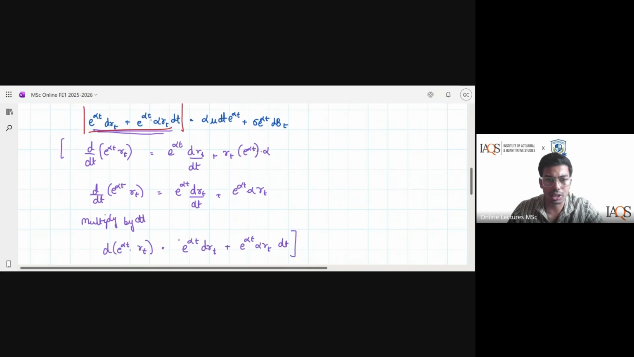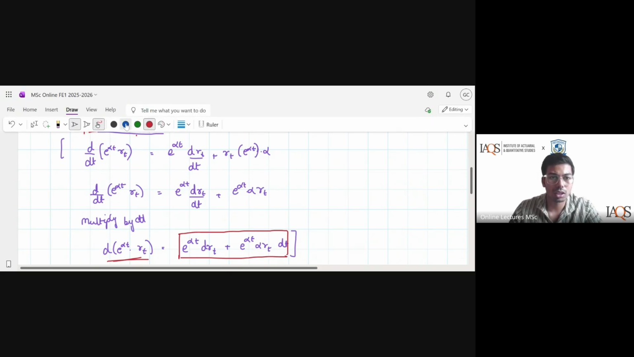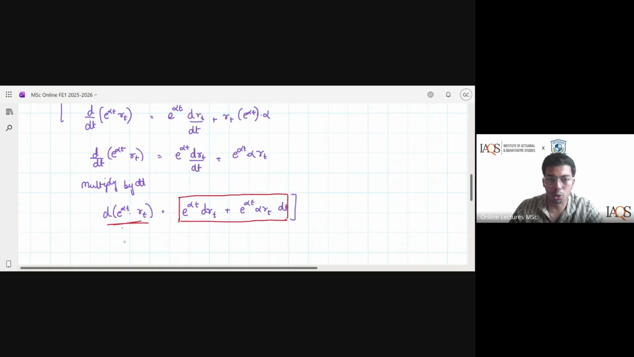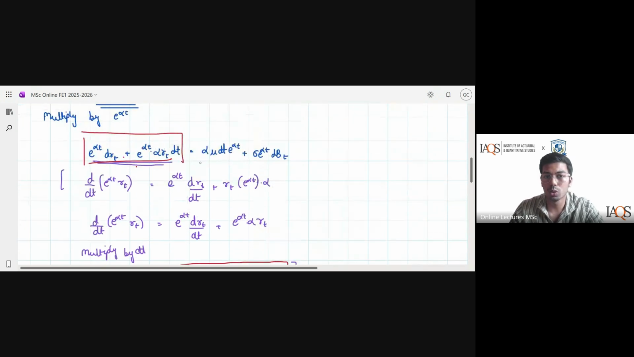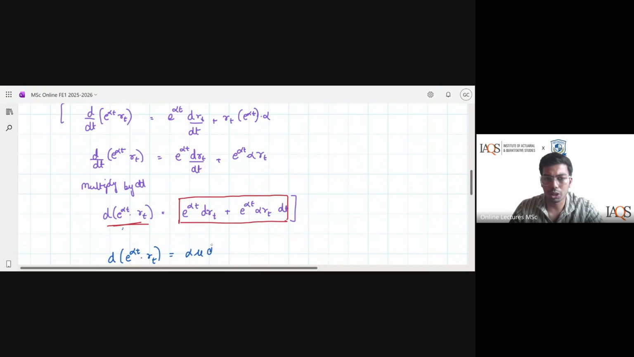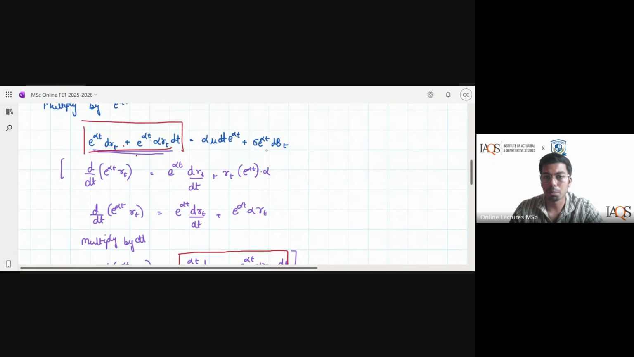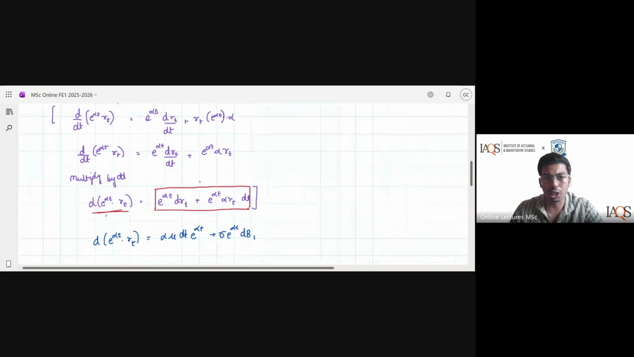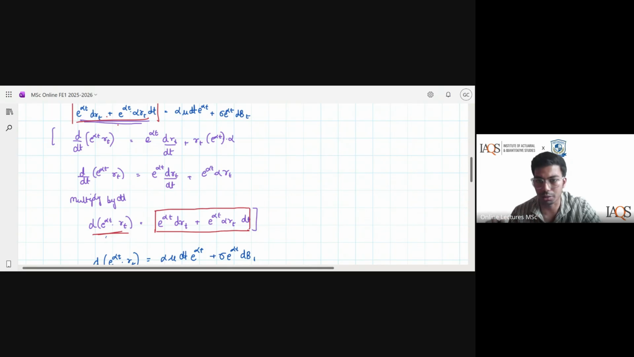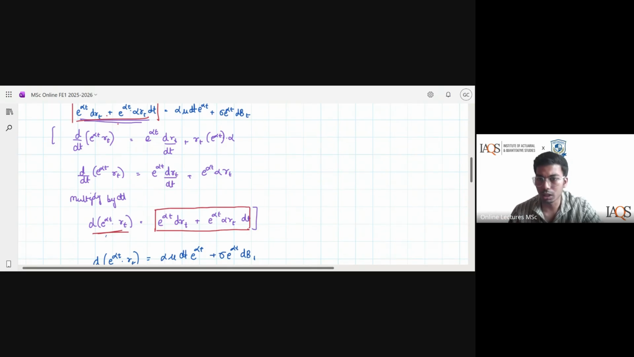Now if you compare, look at this equation and look at this equation. Are both of them the same? Thus, instead of this, can I write this? Now I continue my derivation. Instead of this LHS, I'm going to write this. So d of e raised to alpha t RT is equal to alpha into mu dt e raised to alpha t plus sigma e raised to alpha t dBT. Everyone understood this step? I think this is the only step where students get confused. With me, comfortable?